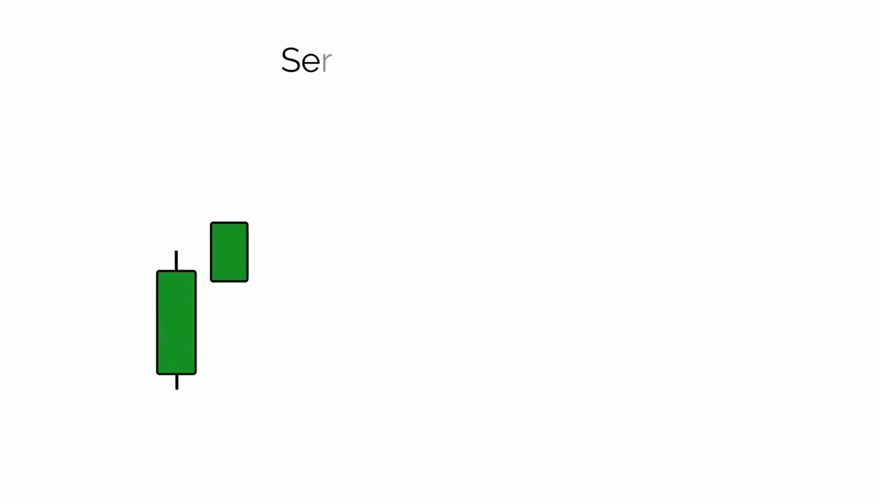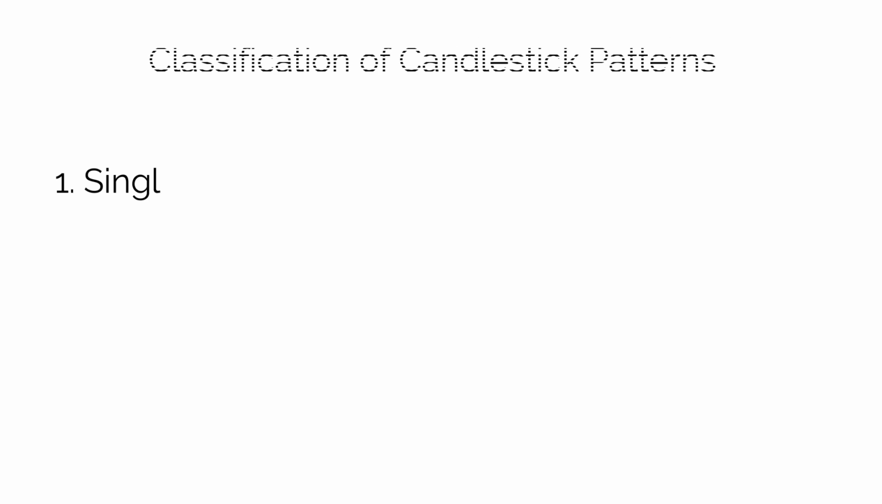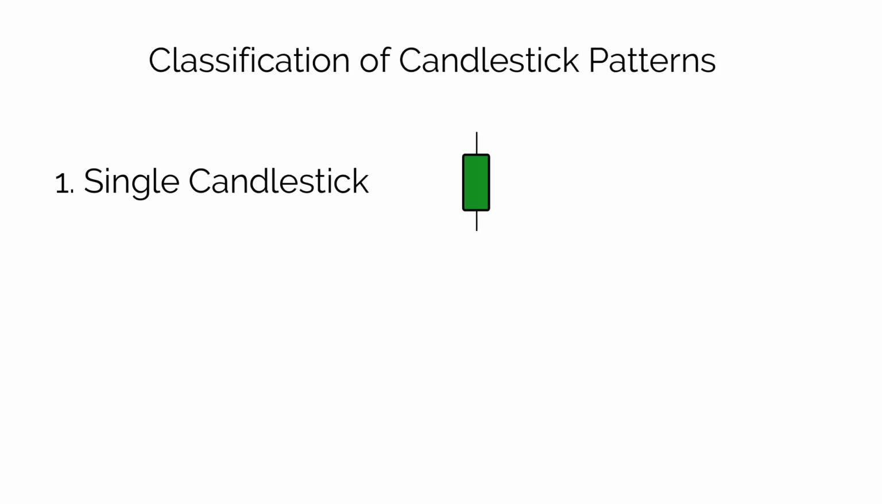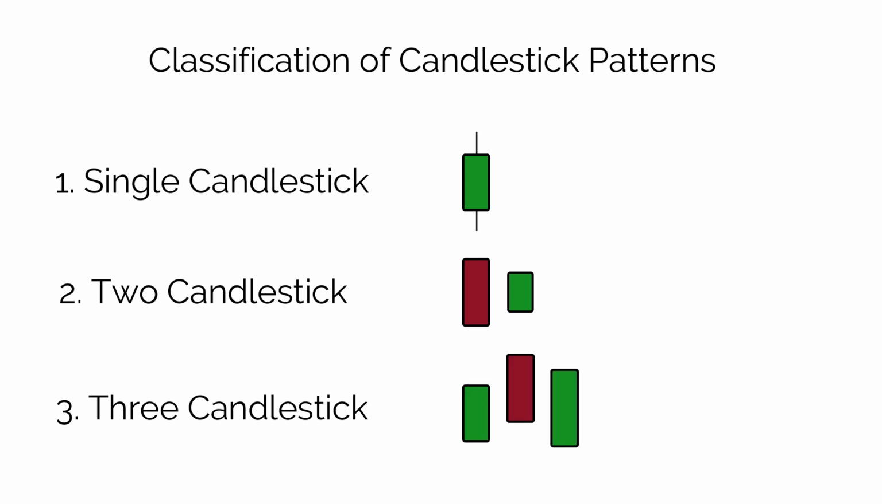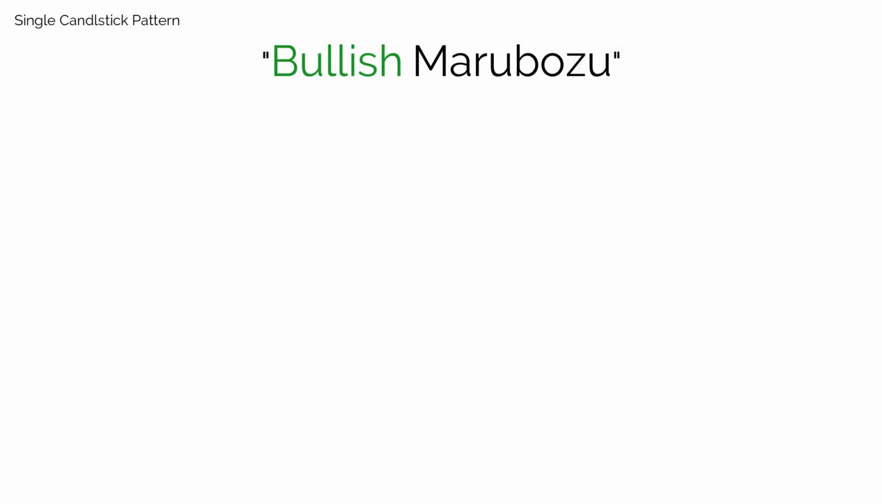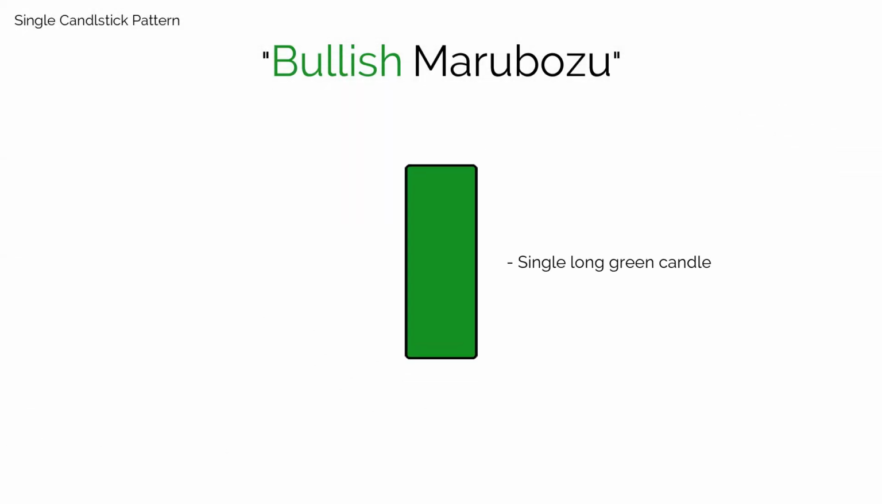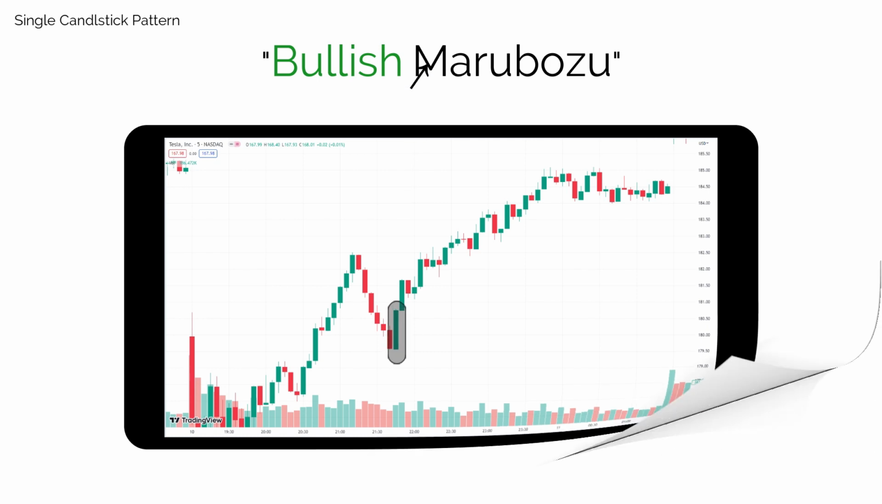A series of candlesticks forms a pattern. Based on the number of candlesticks, the patterns can be classified into single candlestick patterns, two candlestick patterns, and three candlestick patterns. Some of the single candlestick patterns are the bullish Marubozu. Bullish Marubozu has a single long green candle with no shadow.